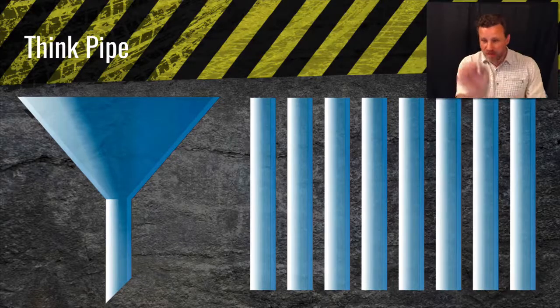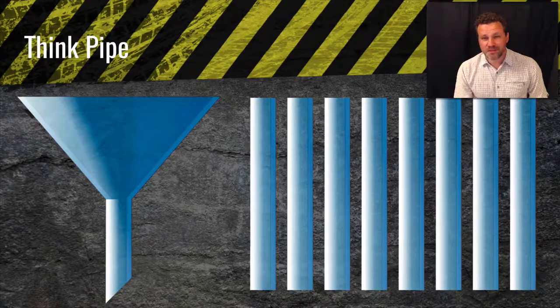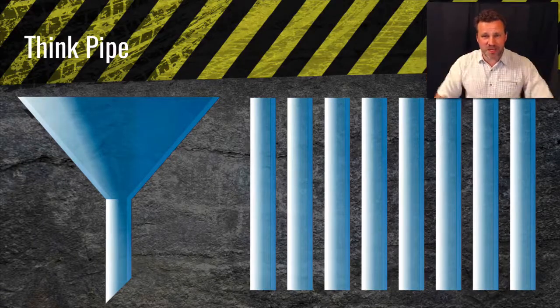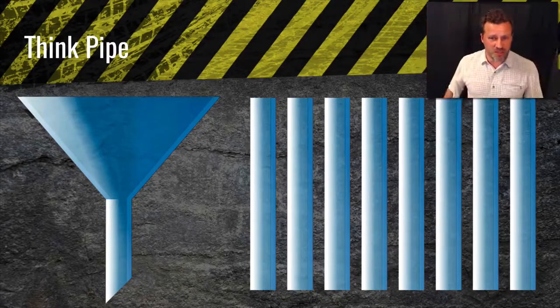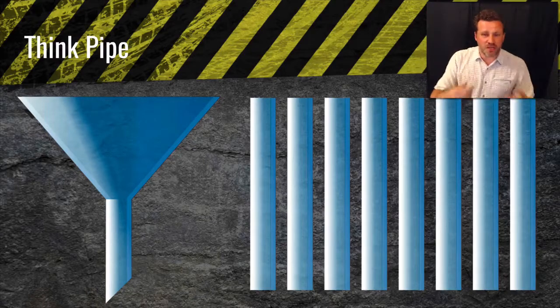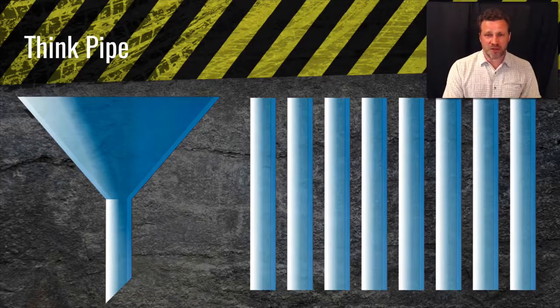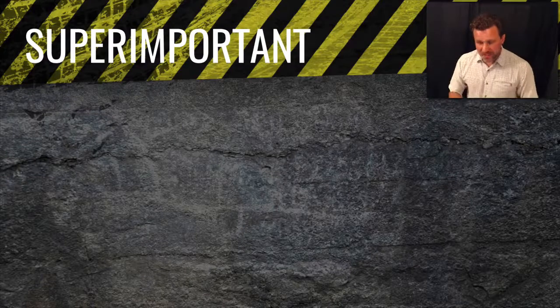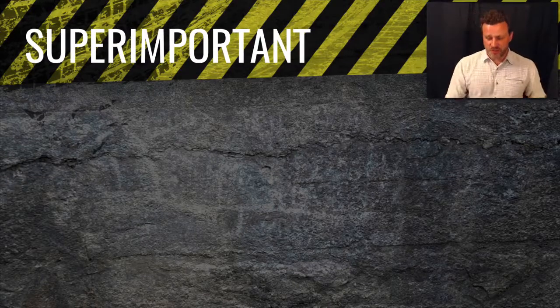So it's multiple pipes, like straws, right? Not one giant big funnel where all the garbage goes in the top, and you have to grind and grind and grind in the hope that something's going to drip out the bottom. Okay, that's important. This is super important.